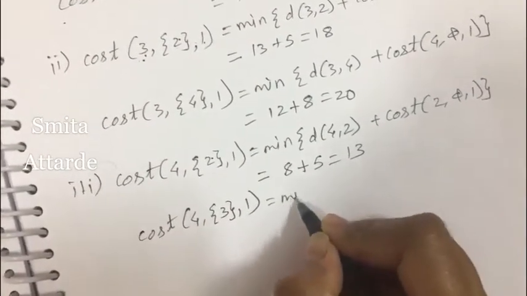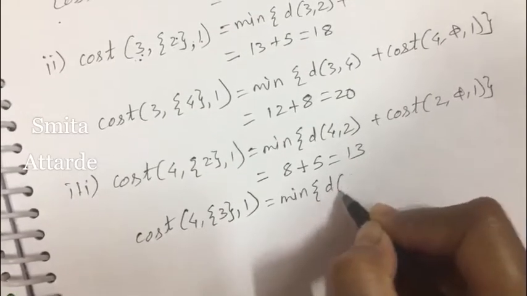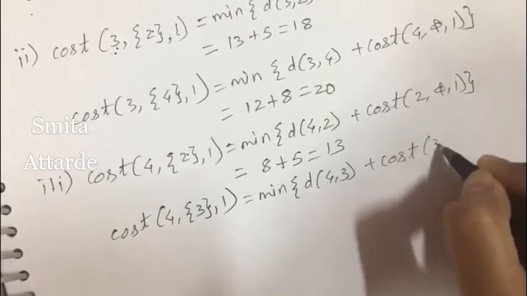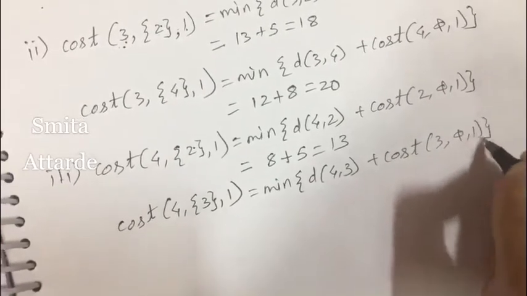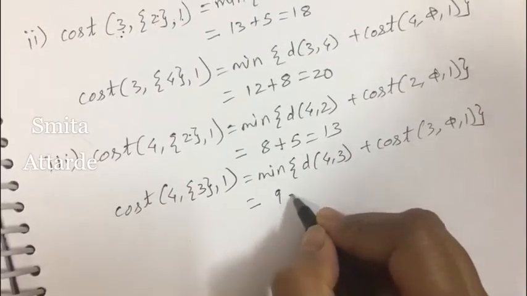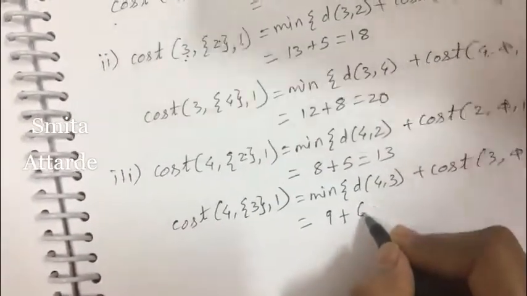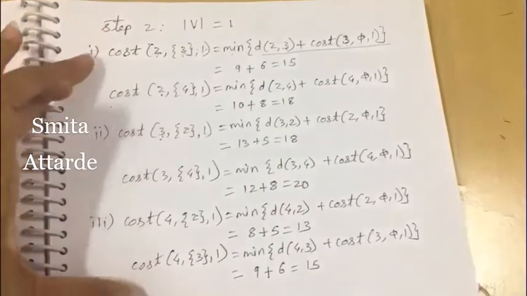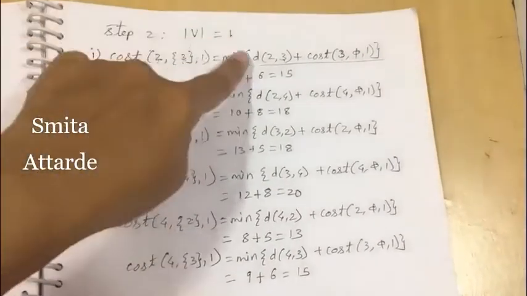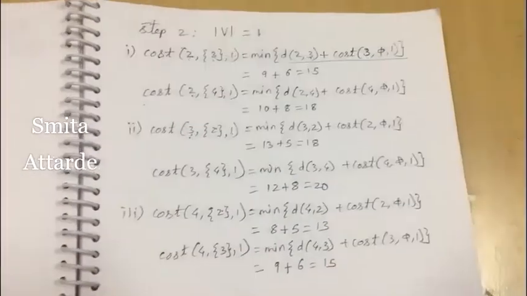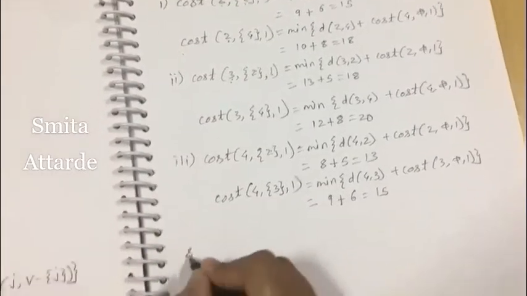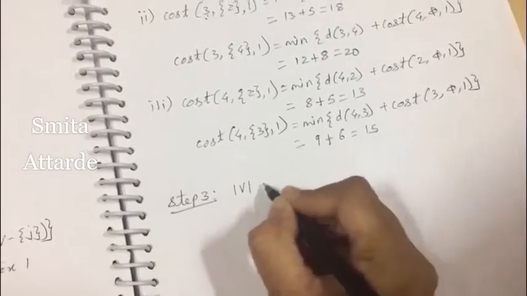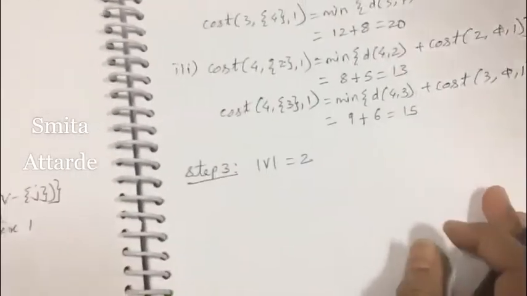Now this again, distance of 4 3 plus cost of 3, null, 1. So 4 3 is 9 plus 3 null 1 is 6. So we get here 15. So we have done with step 2, wherein we have considered the intermediate vertex is 1. Now we'll go to step 3, where the intermediate vertices are 2.